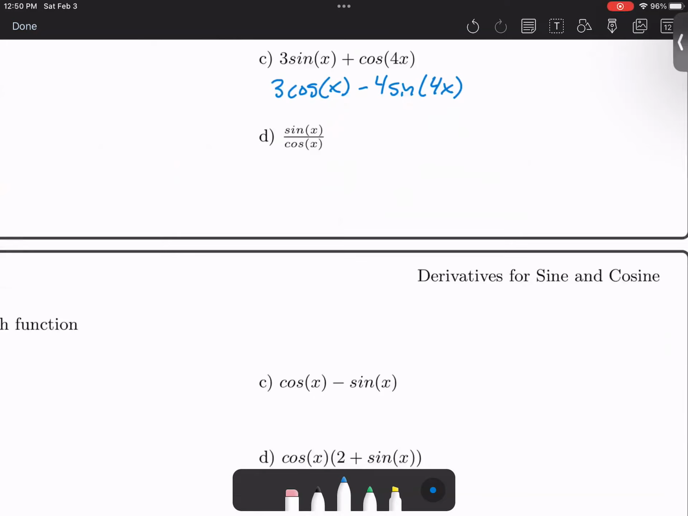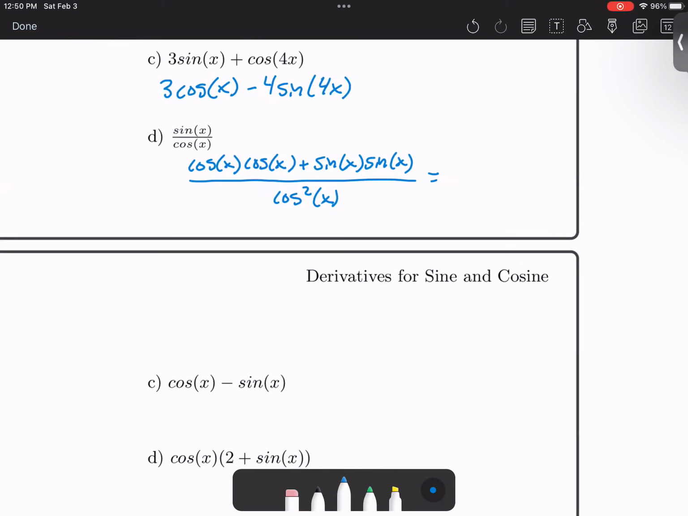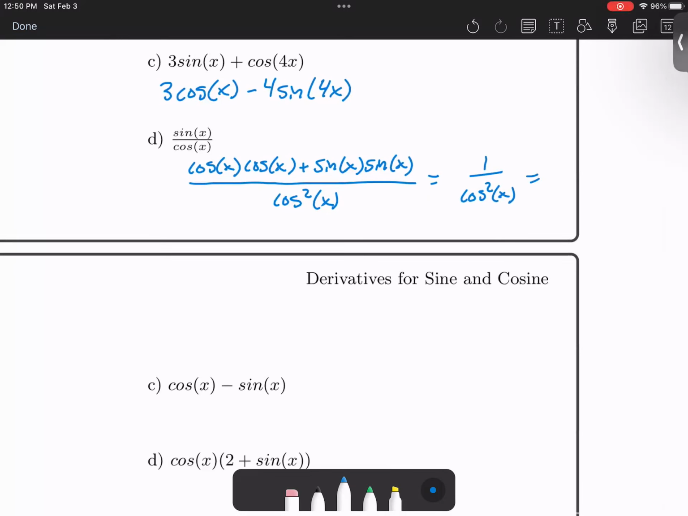And for the derivative of sine divided by cosine, we have a quotient rule here. So low d high minus high d low. So the derivative of cosine is negative sine, all over a low, low. All right, cleaning this up, cosine squared plus sine squared, that's always equal to 1. And 1 over cosine squared is, if you remember, the secant function squared, right? Secant is 1 over cosine.